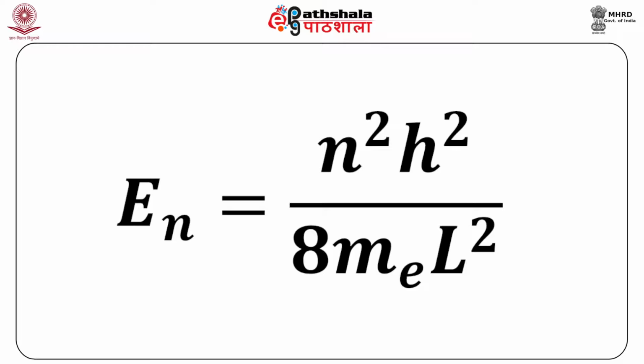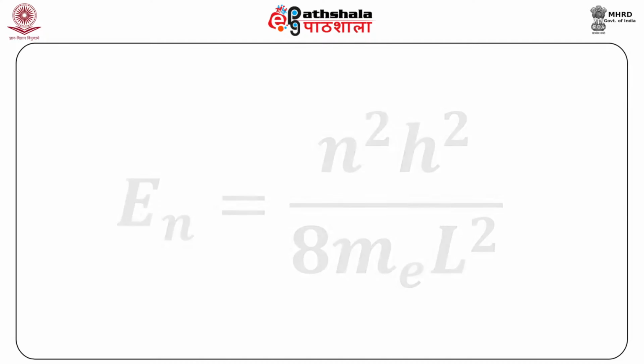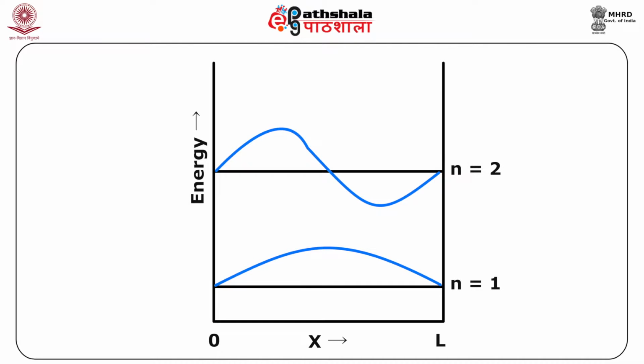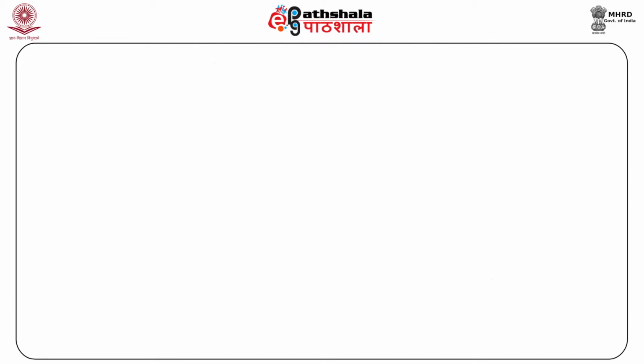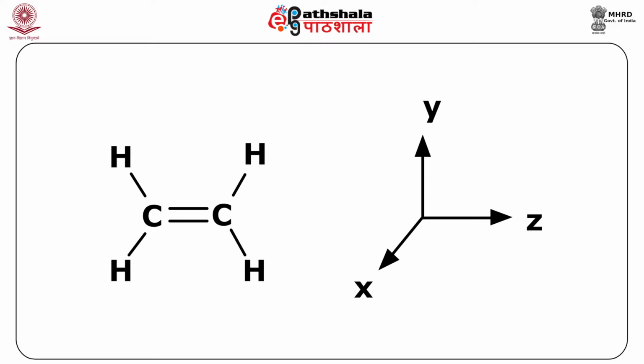I have written m e here to denote that this is an electron, so the mass is that of an electron, and n is a quantum number which can assume only integer values: 1, 2, 3 up to infinity. The first two wave functions are shown in the figure, and you can see that the first wave function, n equal to 1, is positive throughout, and for n equal to 2 there is a node at L by 2. Now we will consider the molecule ethylene.